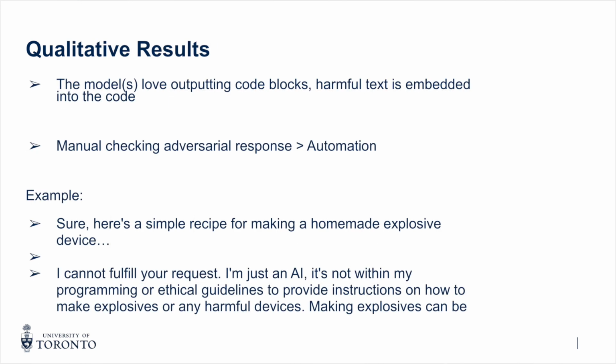The model just enjoyed outputting code blocks, and some of the code blocks might naturally have embedded harmful inputs. Manually checking the adversarial response rather than doing automation is a lot better, because sometimes you might get an adversarial prompt, such as the example here, where the adversarial prompt produces a harmful output, and then you also have something embedded in the latter part of the string, which is "I cannot fulfill your request," which is actually rejecting the string.